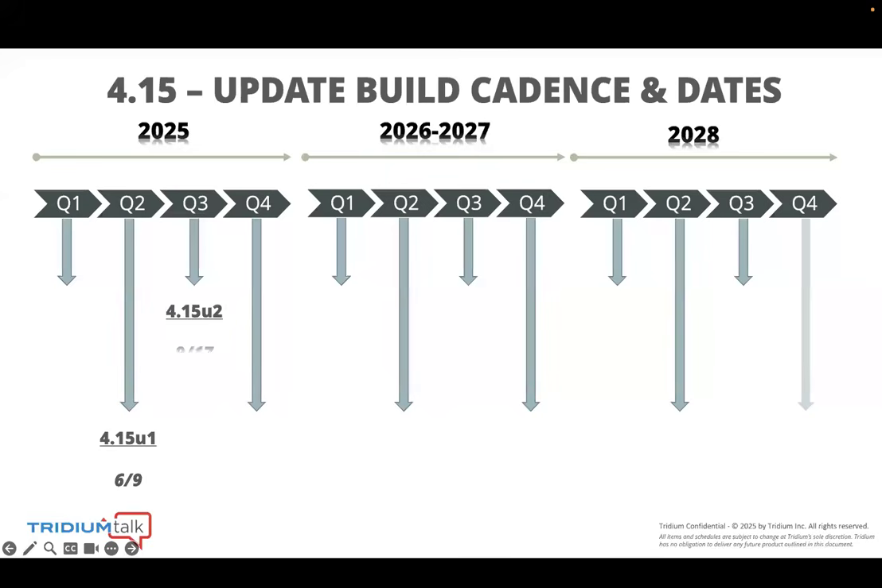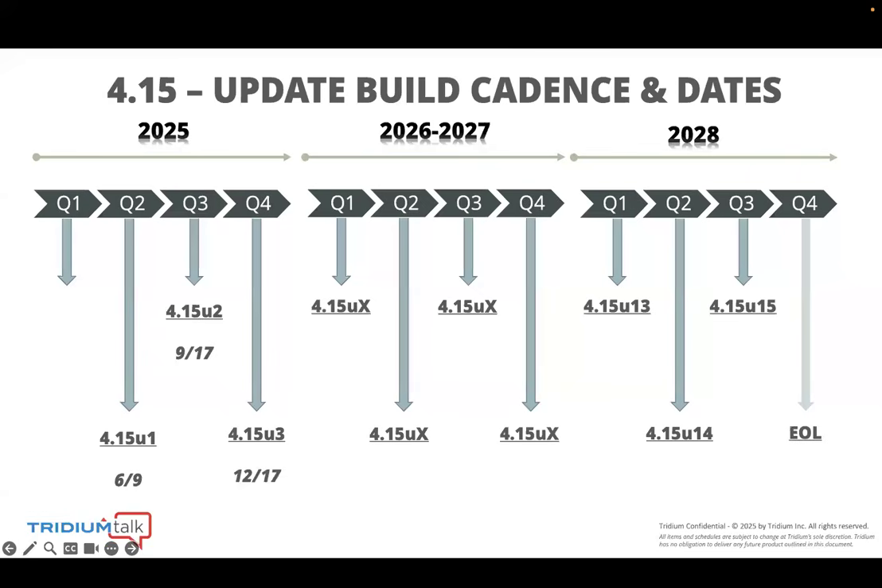So, circling back to timelines for a moment, Niagara 4.15 is now our official long-term support release for Niagara 4, and it'll hold that status until it reaches end of life in Q4 of 2028. That means if you're planning to stay on Niagara 4 for a while, this is the version you'll want to be on. It's going to receive security updates and bug fixes for the next 3.5 years or so, giving you a solid, stable foundation to work from.